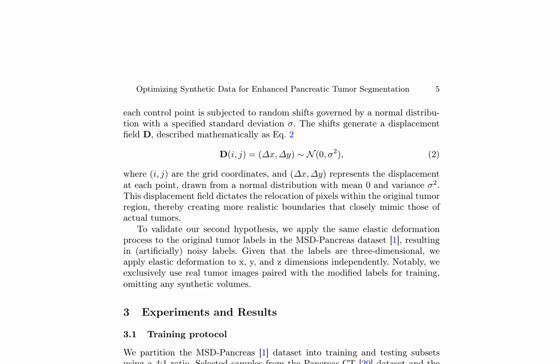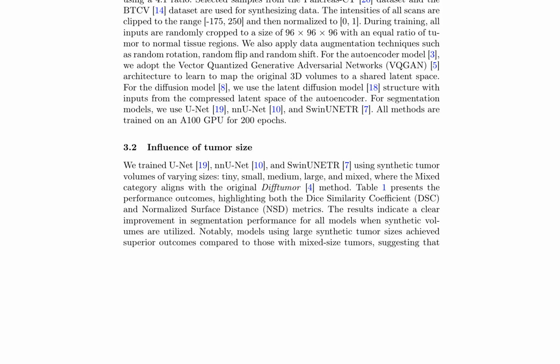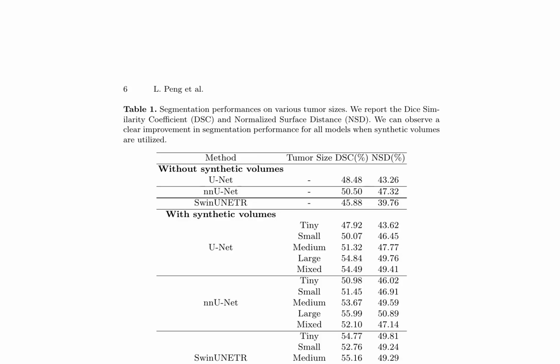Optimizing synthetic data for enhanced pancreatic tumor segmentation involves using elastic deformation to create more realistic tumor boundaries. This process, applied to both the tumor regions and their labels, enhances segmentation performance. The research focuses on validating the hypothesis that synthetic data can improve segmentation accuracy. To achieve this, the authors partition the MSD pancreas dataset into training and testing subsets using a 4:1 ratio. They apply data augmentation techniques and train models like UNet, NNUNet, and SwinUNETR on an A100 GPU for 200 epochs.